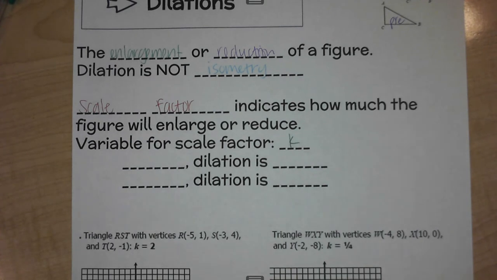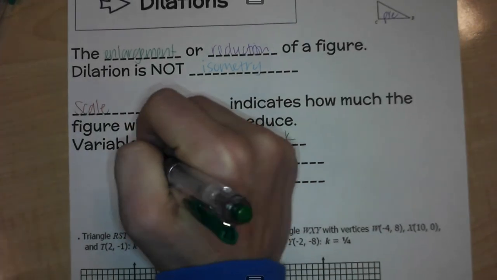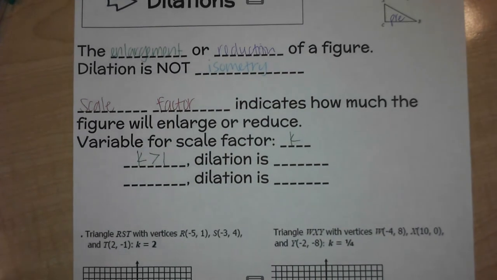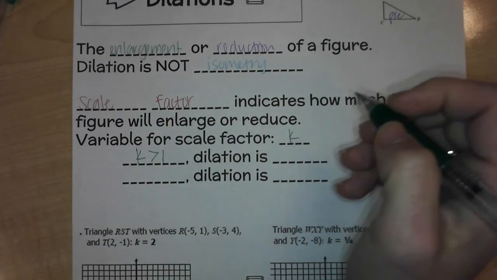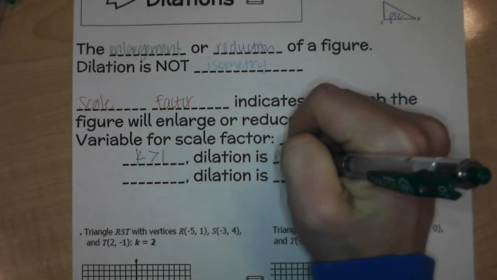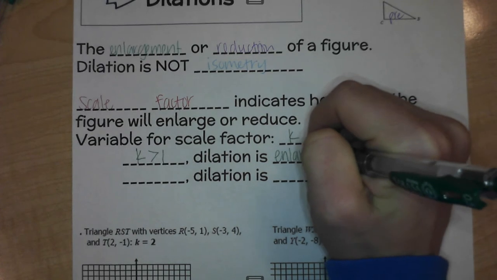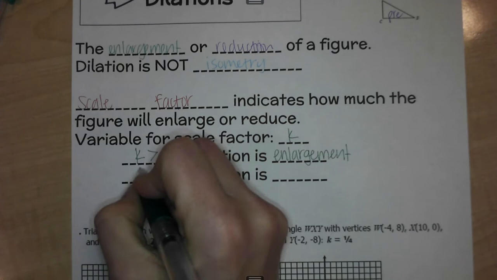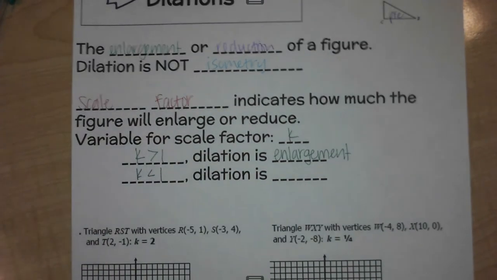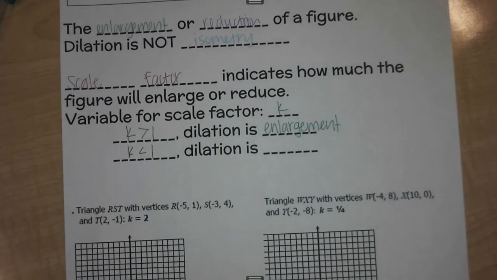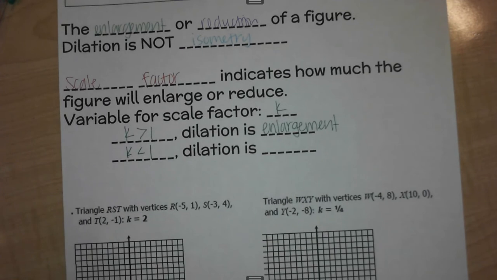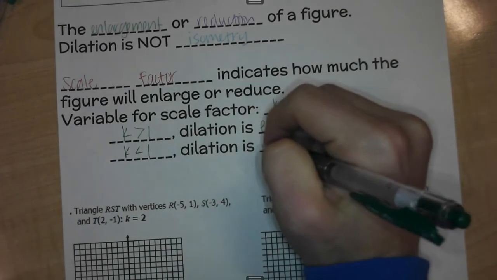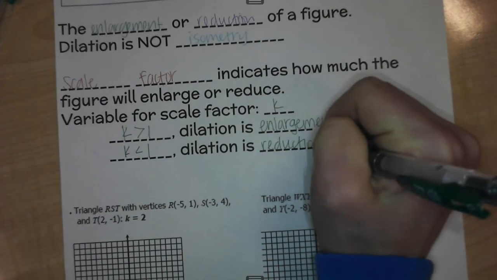And if K is greater than 1, then that means our pre-image is going to be getting bigger, and it's going to be an enlargement. But if K is smaller than 1, meaning it's a fraction, then we're going to be getting smaller, and that's going to be a reduction.